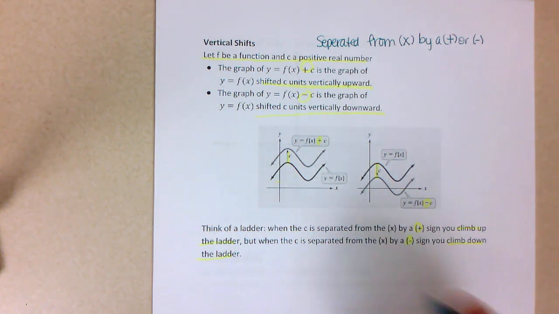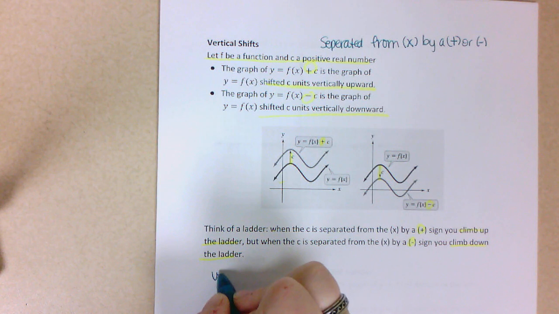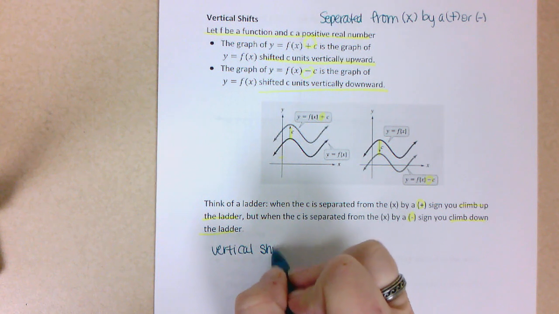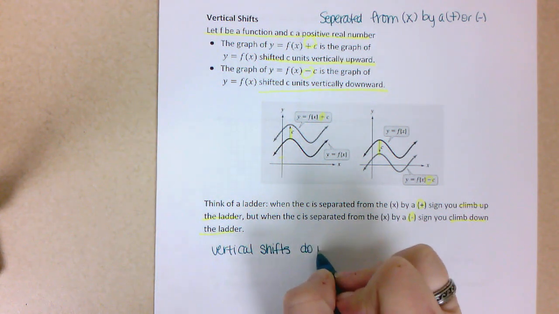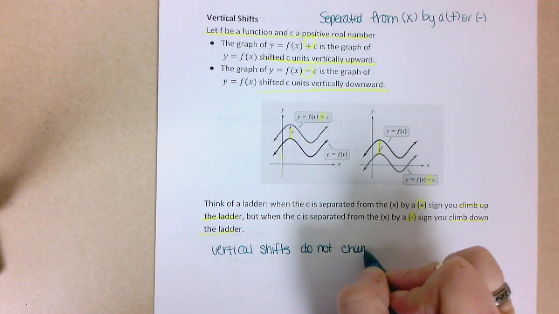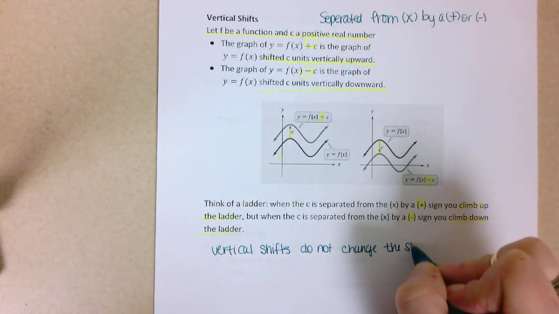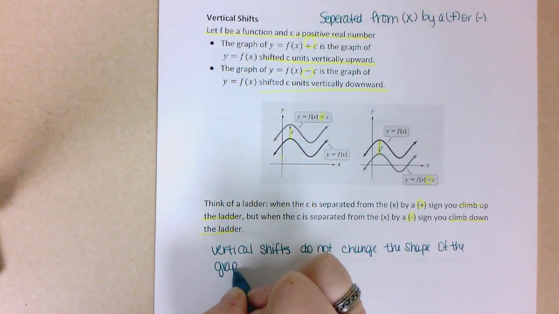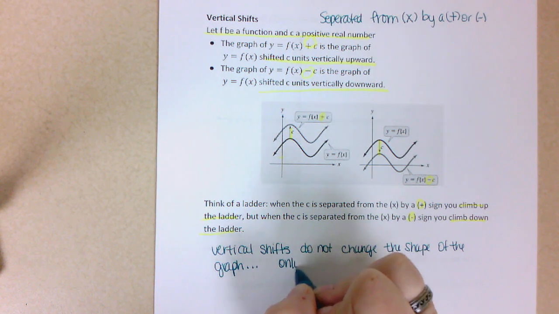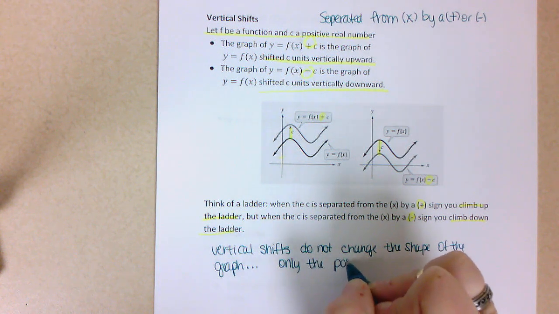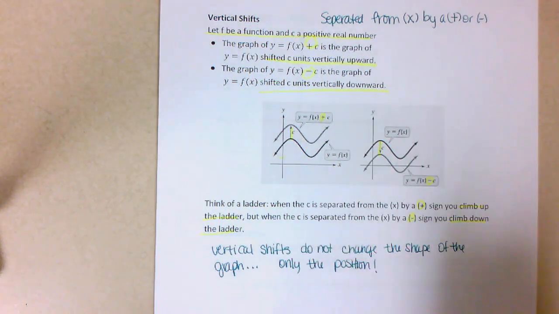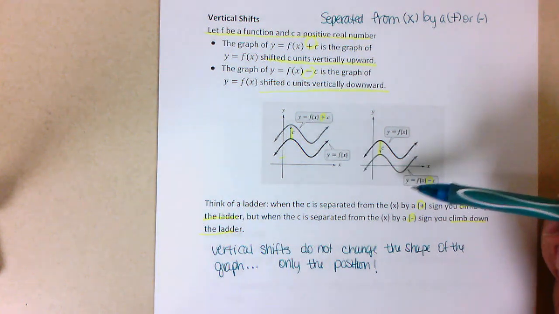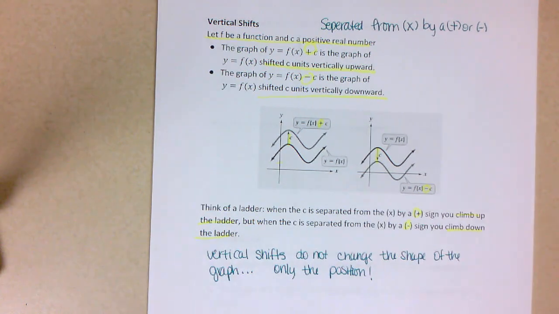Another important thing about vertical shifts: they do not change the shape of the graph. Only the position. Okay? So the shape, as you can see, stays the exact same. It just either moves up or down. Okay? That's all it does. Alright.